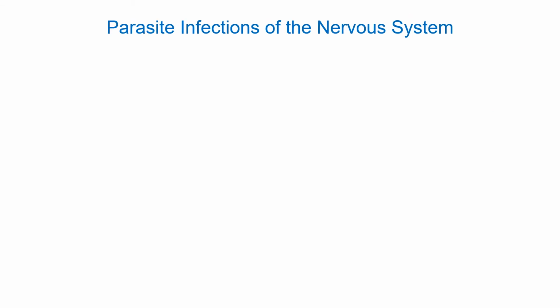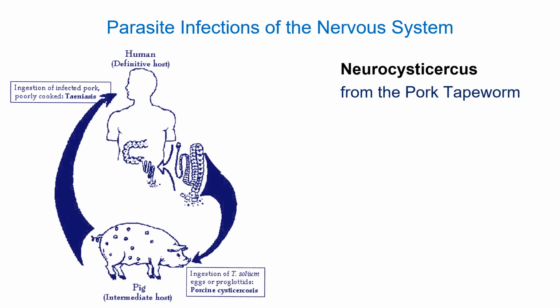So, parasite infections of the nervous system. One significant, important parasite infection worldwide is the pork tapeworm. I can't remember the numbers, but I think about 50 million people worldwide suffer from neurocysticercosis. Neuro means nervous system, of course. Cyst means cyst. So we have a cyst in our nervous system. If you take a look on the left, this is the typical life cycle of the pork tapeworm.